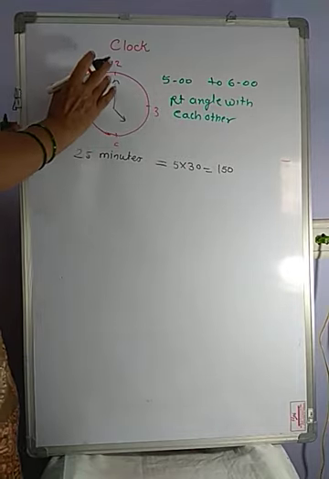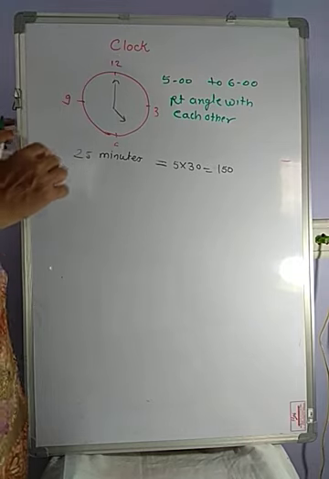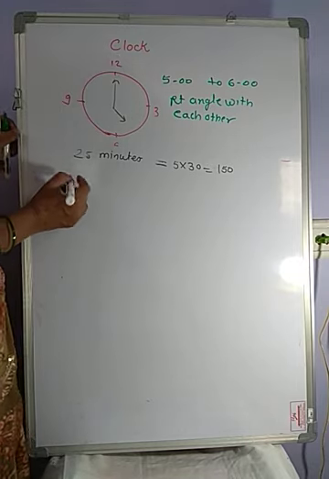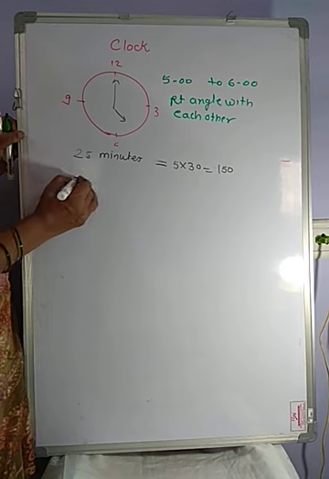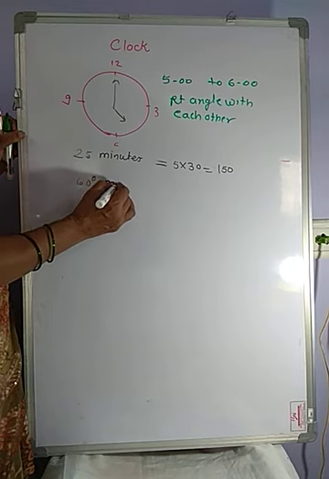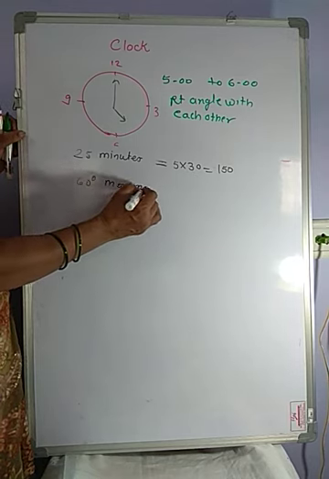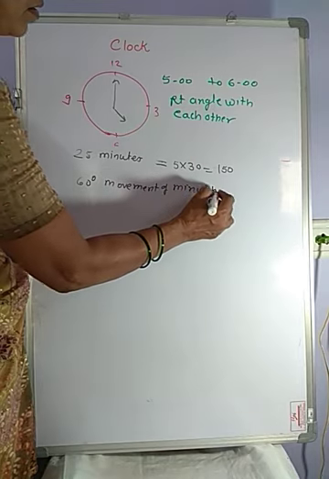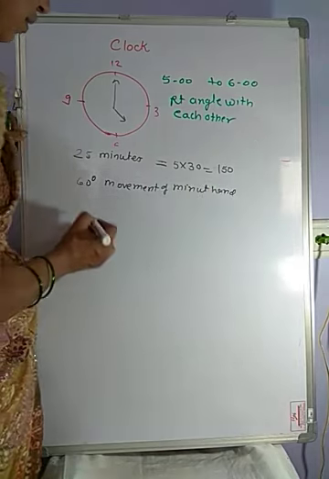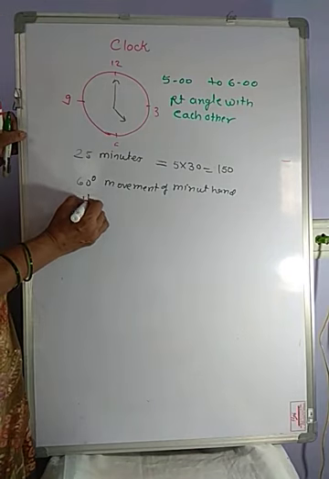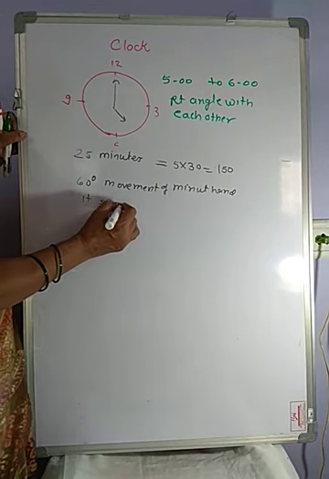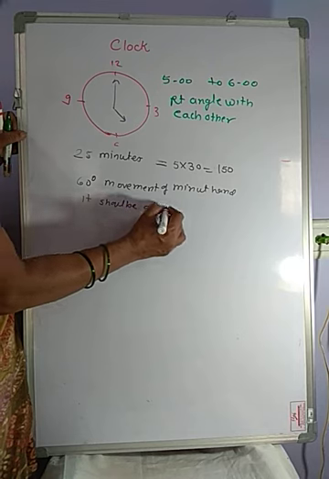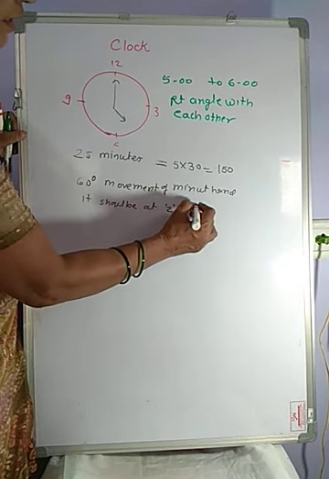For a 60 degree movement of the minute hand, it should be on 2, that is 10 minutes.